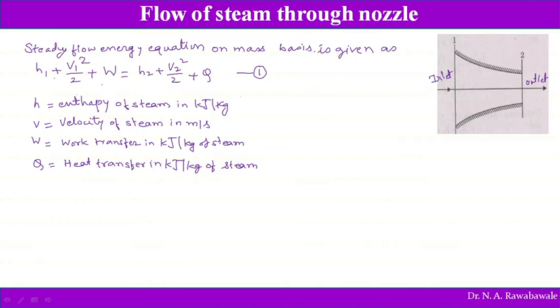Now there are suffixes, suffix 1 and suffix 2. Suffix 1 indicates this is enthalpy at inlet. Suffix 2, H2, indicates this is enthalpy at outlet. V1 is velocity at inlet, V2 is velocity at outlet. So here what we can say is 1 and 2 are suffixes for inlet and outlet, respectively.